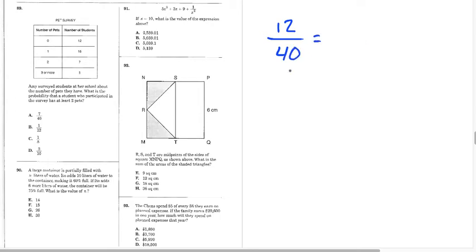Alright, we need to simplify this. Let's divide by 4. End up with 3 over 10. There it is, D. Okay, again, 40 we got from just adding up all these totals. Okay, number 90.